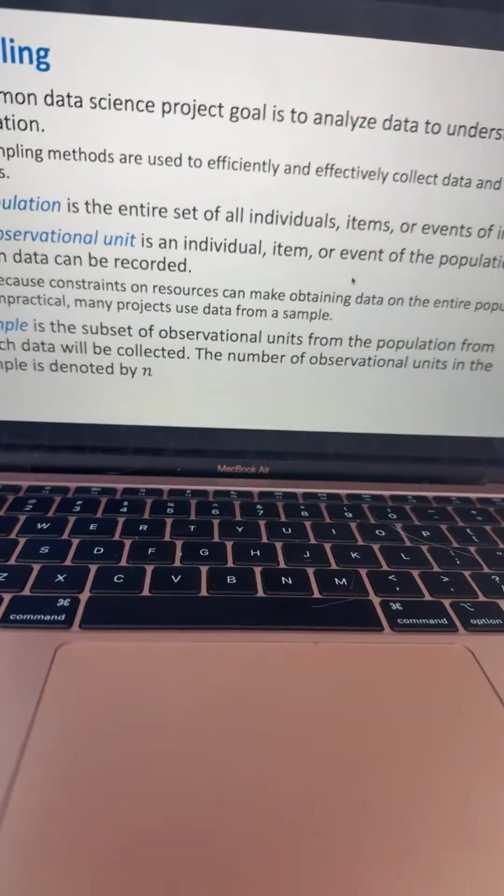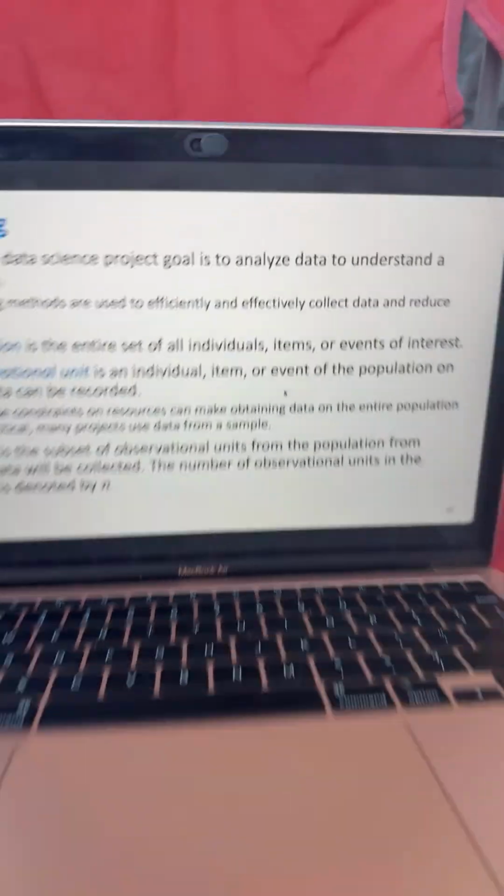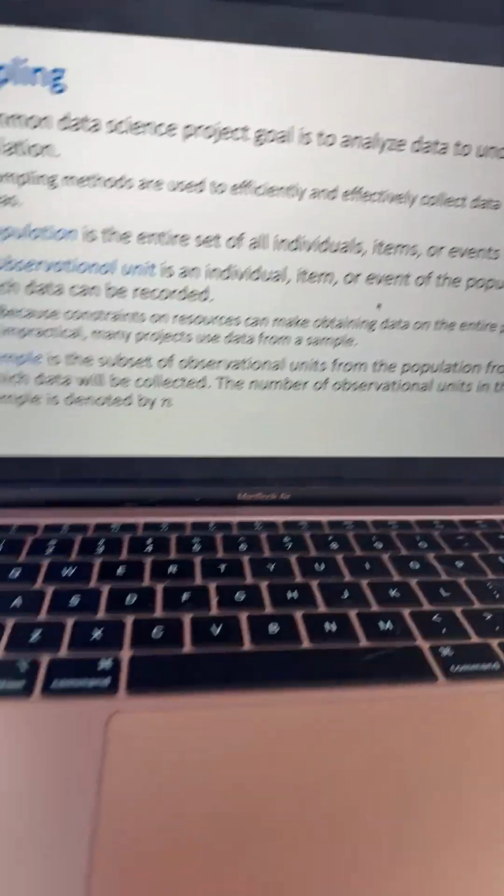So sampling. A common data science project goal is to analyze data to understand a population. Sampling methods are used to efficiently and effectively collect data and reduce bias, right? So these different methods exist so that we don't have a skewed or unfair collection of data, right? So a population is the entire set of all individuals, items, or events of interest.